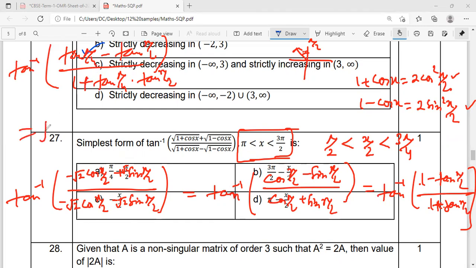So this is tan inverse of tan of (pi by 4 minus x by 2). The tan and tan inverse will get cancelled. You'll get pi by 4 minus x by 2. That is your answer. Obviously, it is taking some time.